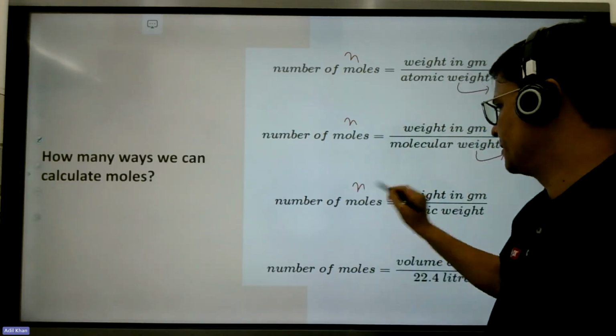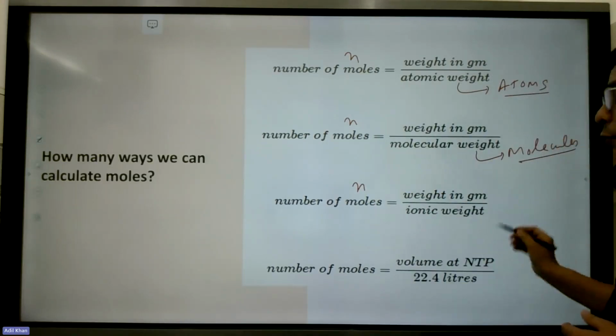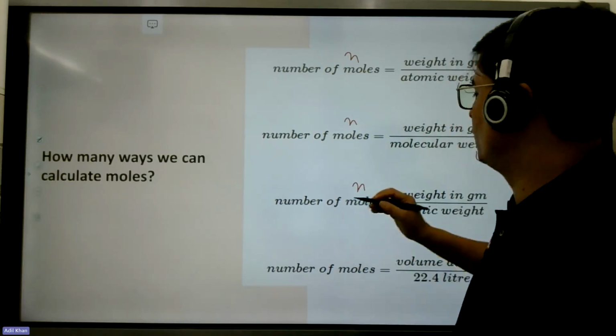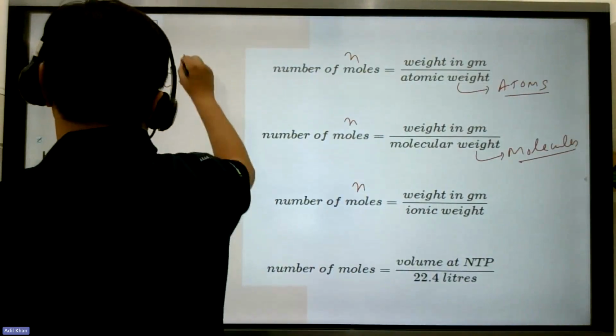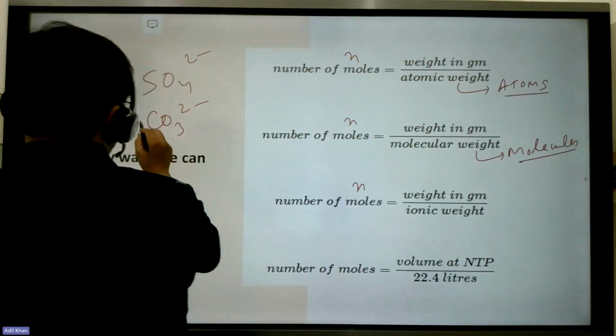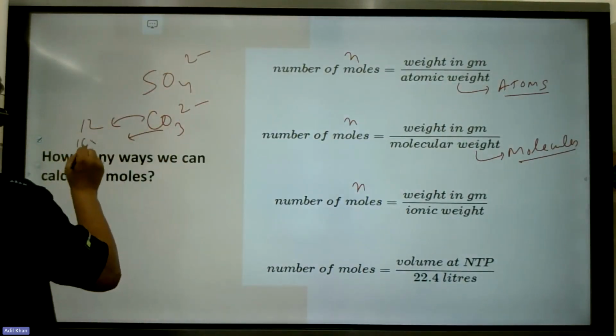So number of moles, the representation is small n, is weight in gram or given weight, by the ionic weight or the formal weight. Ionic weight means, for example, just now today I discussed the sulfate ion. Similarly, for the carbonate ion, you can calculate the weight. Carbon is 12 and oxygen is 3 times, so 16 into 3, that is 48.